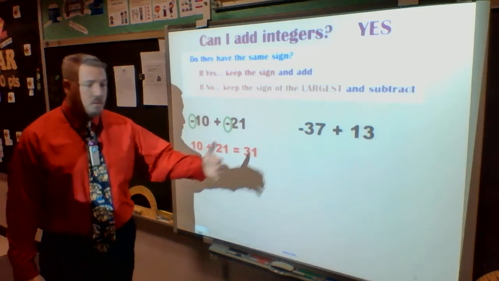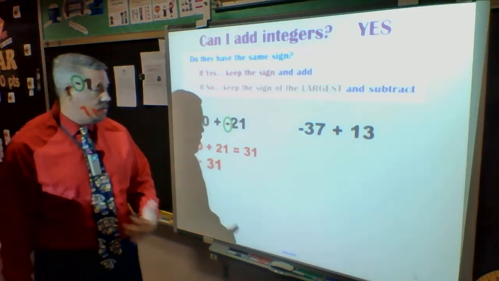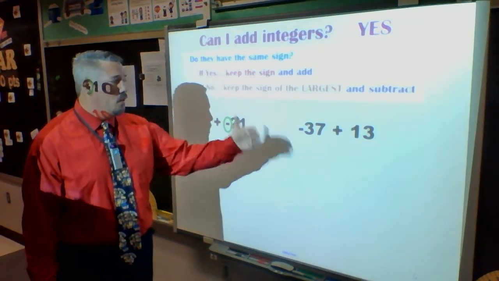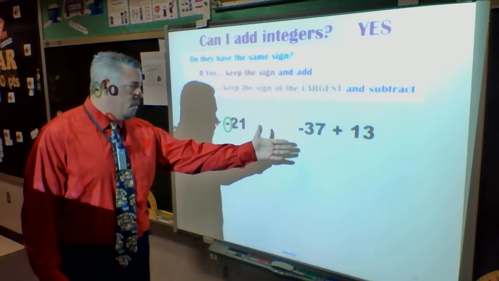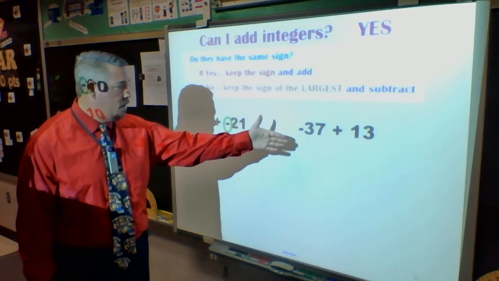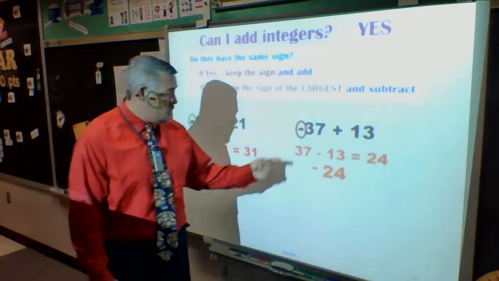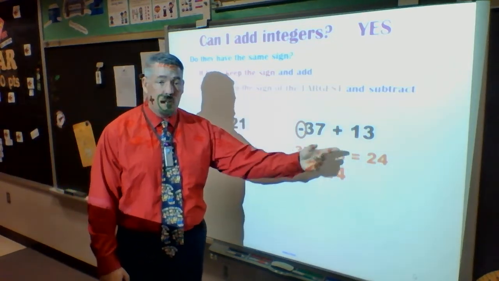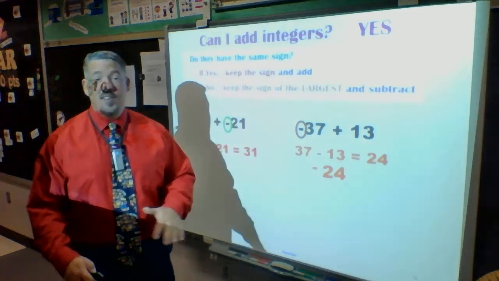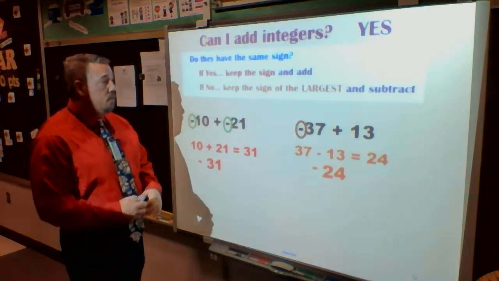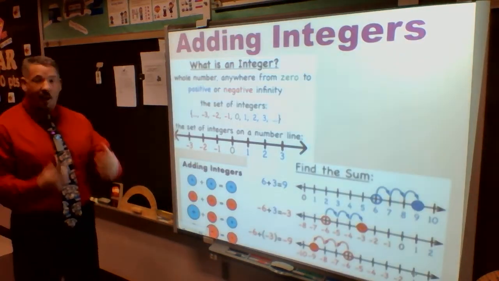When you went to the next one, then hopefully you started with the question: yes I can add, no I don't have the same sign, 37 is the largest one, so I'm going to keep it, and my answer is going to be negative, so I'm going to subtract. So hopefully you showed that 37 minus 13 is 24, and you got an answer of negative 24. So that's adding integers.